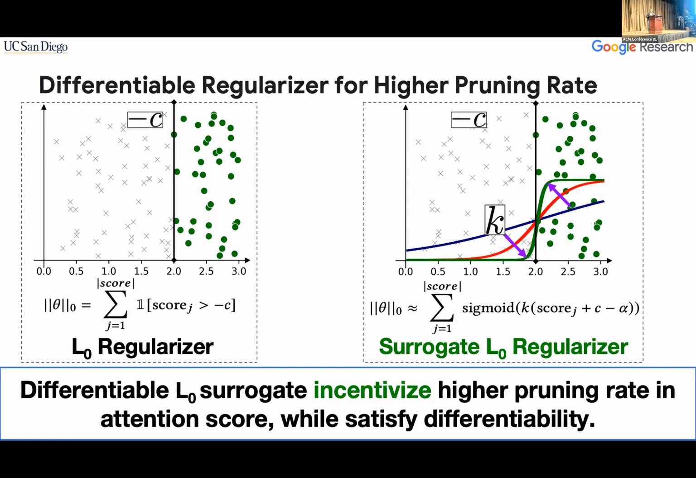But here we have a similar problem to the thresholding. The L0 regularizer is also non-differentiable. To circumvent this, we propose and use a surrogate L0 regularizer that is indeed differentiable. We use a steep sigmoid function, the green curve there. At a very high level, the role of this sigmoid operation is to render all the scores that are beyond the threshold to one, and the ones below the threshold to zero, basically mimicking the behavior of the L0 regularizer.